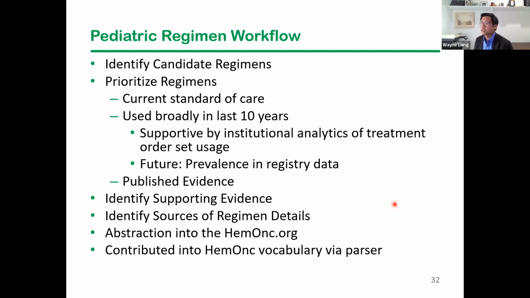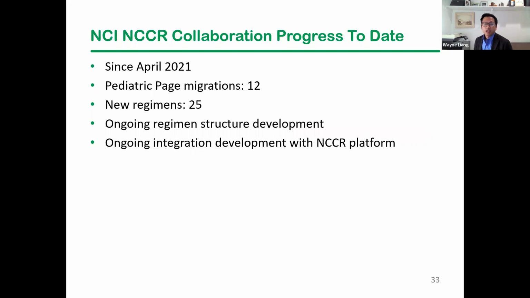will abstract regimen details. We then abstract it, and then the parser at some batch intervals will parse it and then pull it into the vocabulary, which is then contributed at some interval, multiple times a year, into the Dataverse. So our progress to date: since April of last year, we were able to migrate 12 existing pages to the pediatric section of the website. We have abstracted 25 regimens across pediatric leukemia, lymphoma, sarcomas, brain tumors, and solid tumors. And these regimens include chemotherapy as well as radiation, if radiation is included in the regimen.